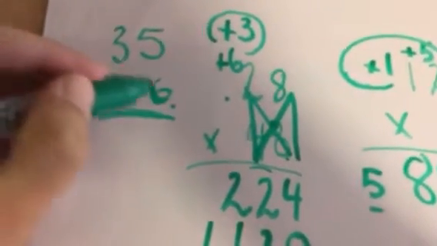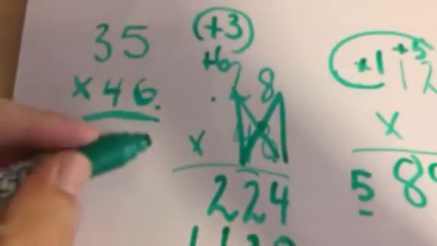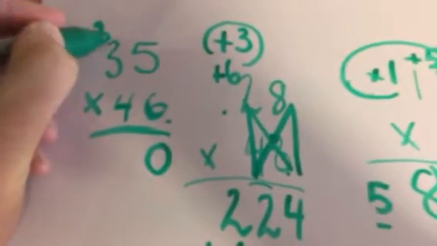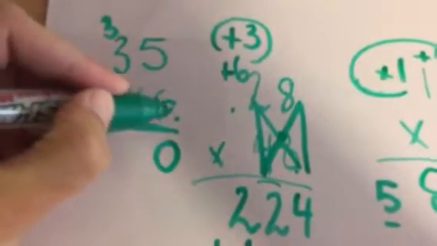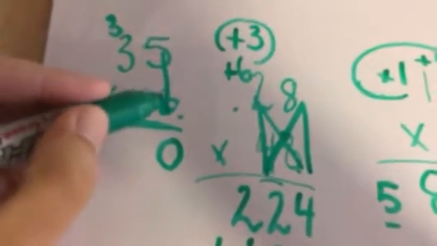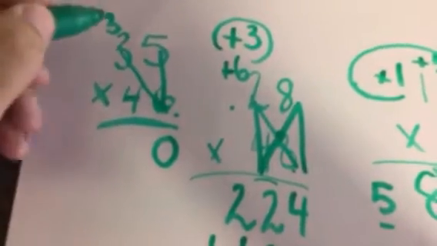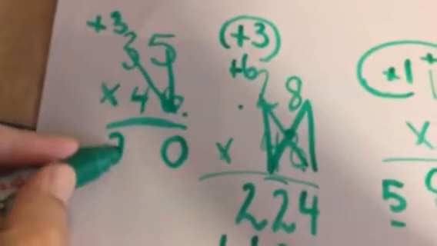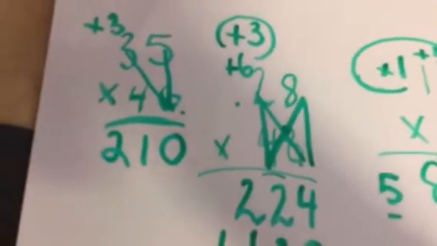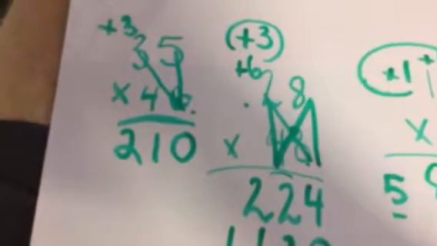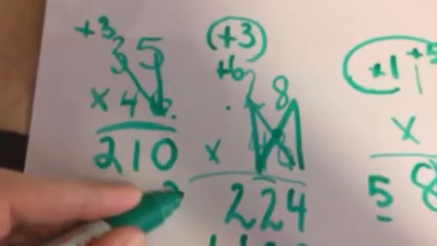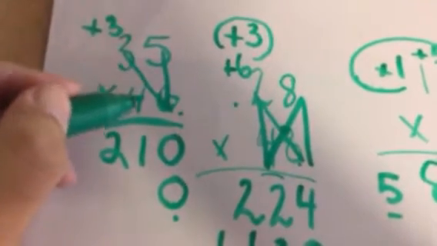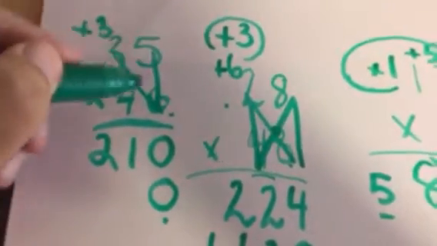Starting here, 6 times 5 is 30. Put down the 0, carry the 3. If you want to make the bow tie, you can. 6 times 3 is 18, plus 3 makes 21. Again, there's nowhere for that 2 to be carried, so it has to be written down. This is critical. Lots of people forget we need a 0. We're moving place value columns. This has to move over as well.